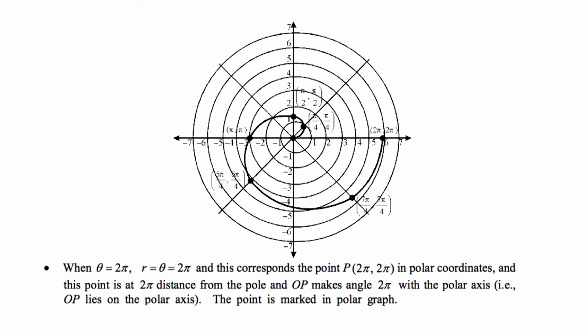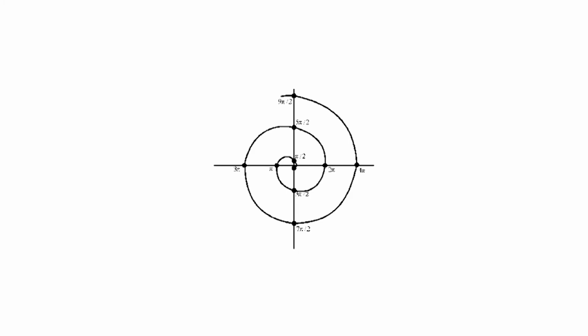When theta = 2 pi, r = theta = 2 pi and this corresponds to the point (2 pi, 2 pi) in polar coordinates, and this point is at 2 pi distance from the pole and OP makes an angle 2 pi with the polar axis. That is, OP lies on the polar axis. The point is also marked in the polar graph. If we plot more points, we obtain a curve of shape as in the figure.